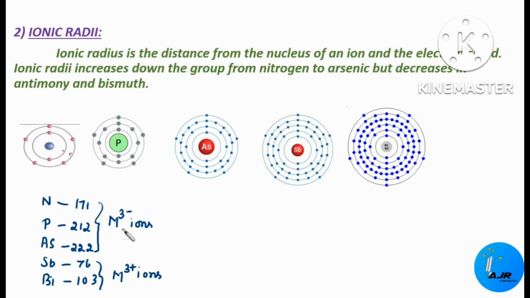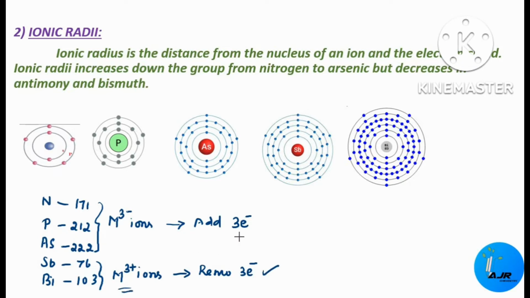The reason is that these M3 minus ions are formed due to the addition of 3 new electrons in the valence shell. Whereas the M3 plus ions are formed due to the removal of 3 electrons. Only if 3 electrons are removed, we will get these M3 plus ions.